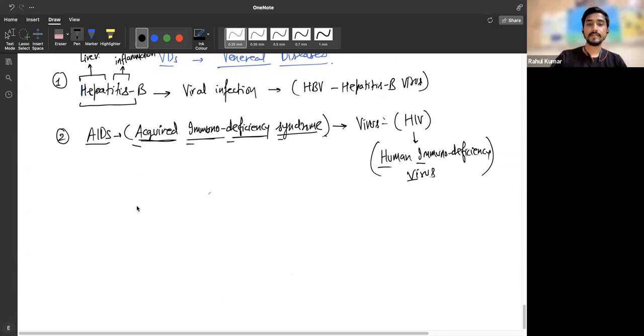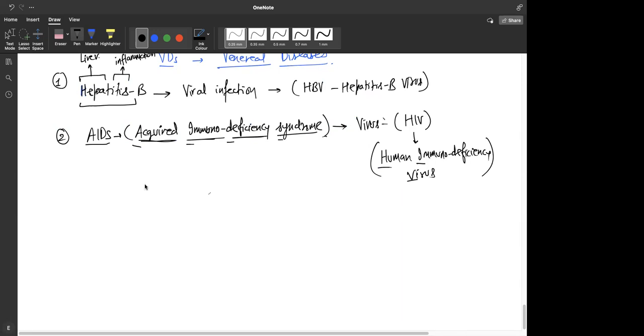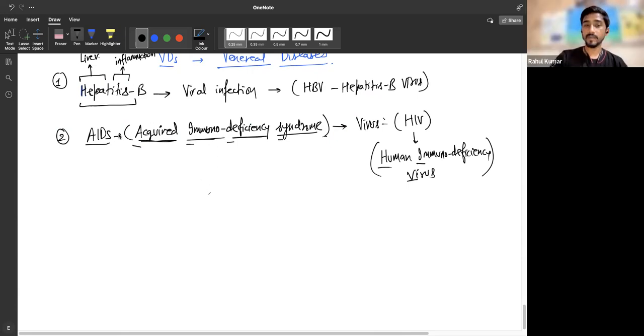And AIDS is spread through sexual intercourse, but it can also spread through infected blood, right? Yes, sir. If someone is infected and gives blood as a donor, it can infect the person. Or maybe through contact of blood between two persons. Yes, you're right.